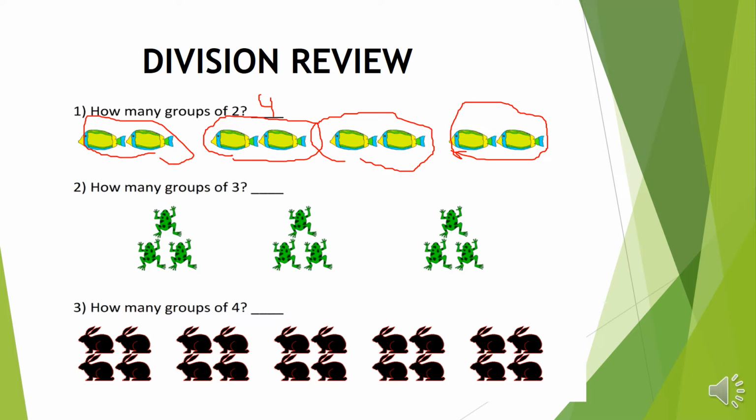How many groups of 3? Now this question you will do by yourself, as it is clearly shown in the picture that in each group there are 3 frogs. You only have to count the groups. Count it with me: group 1, group 2 and group 3. So how many groups of 3? 3.